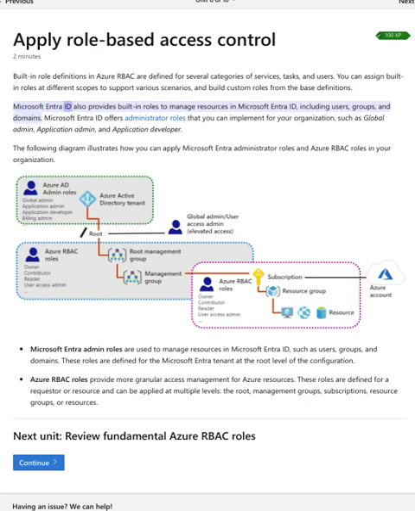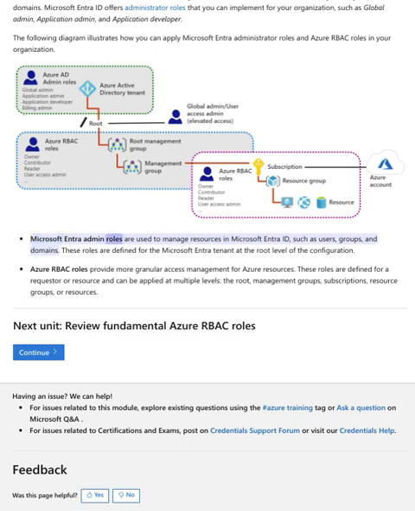Microsoft Entra ID also provides built-in roles to manage resources in Microsoft Entra ID, including users, groups, and domains. Microsoft Entra ID offers administrator roles that you can implement for your organization, such as global admin, application admin, and application developer. The following diagram illustrates how you can apply Microsoft Entra administrator roles and Azure RBAC roles in your organization. Microsoft Entra admin roles are used to manage resources in Microsoft Entra ID, such as users, groups, and domains.